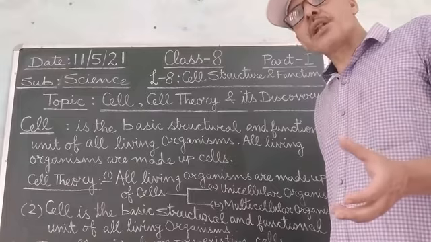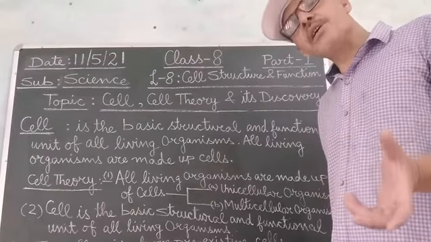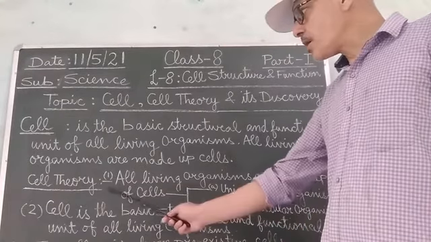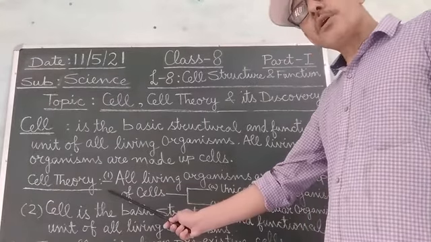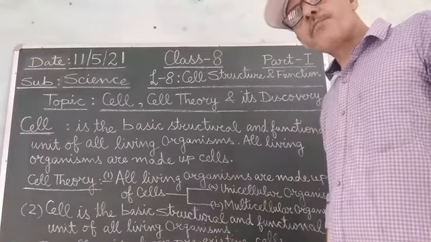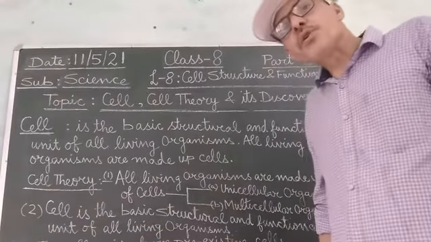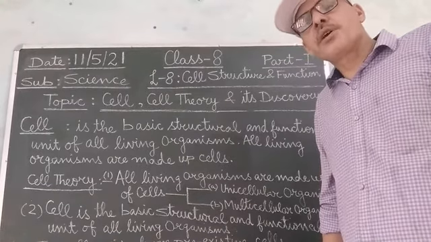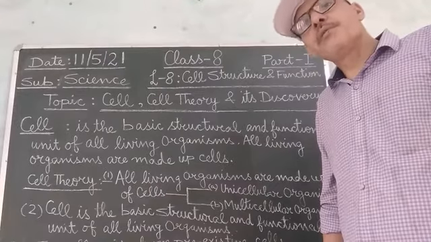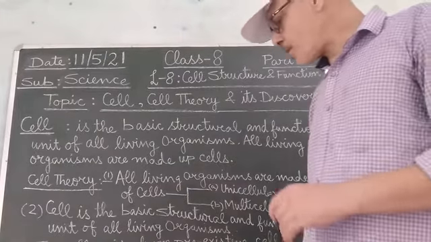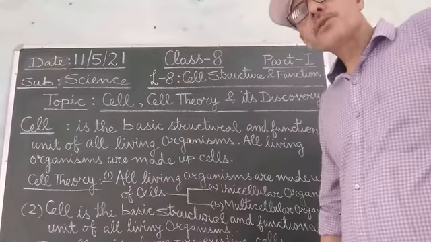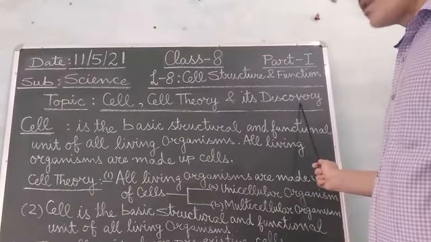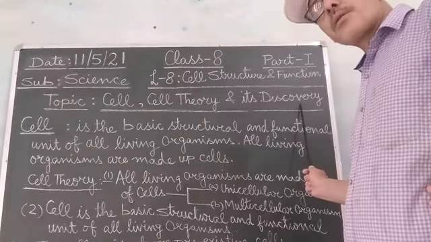That the new cells arise from the pre-existing cells. So these three points were given in the cell theory, in which various scientists have given their view after doing the research on various types of cells in the various groups of living organisms. Now after this, students, I will tell you a little bit about how the discovery of the cells was done.